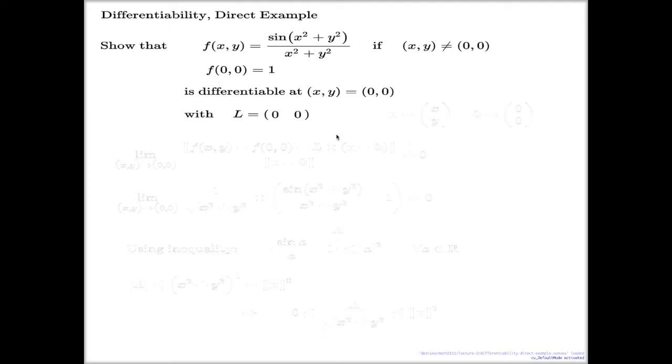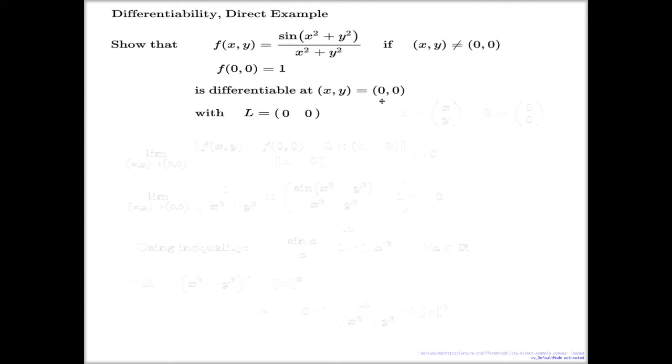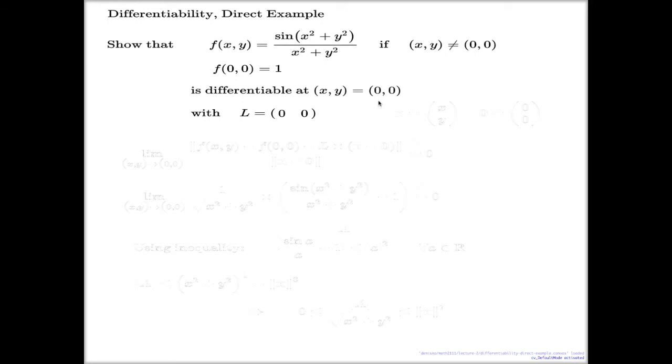So I claim that the function is differentiable at the origin. And I give the choice for the derivative matrix. This time it's a 1 by 2 matrix, a row matrix, and the matrix will be trivially the 0 matrix. So here we go testing it, testing this limit in the definition of the derivative.